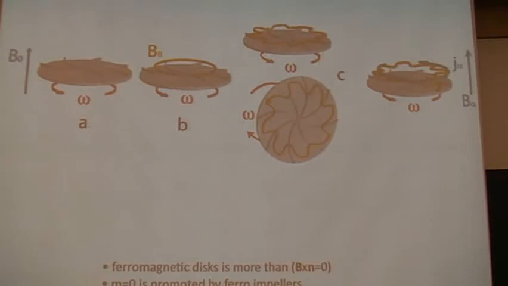Contrary to what I believed two years ago, the mode that we see is not the mode that would happen with stainless steel disks rotating faster. I don't know. I have no evidence of that. What I have evidence of is that m equals zero is strongly promoted by the ferromagnetic disk. So it is not just a boundary condition. It is promoting this mode, and it is not the one that is predicted by numerical simulation for mu r equal 1. Okay? I think I will stop here.